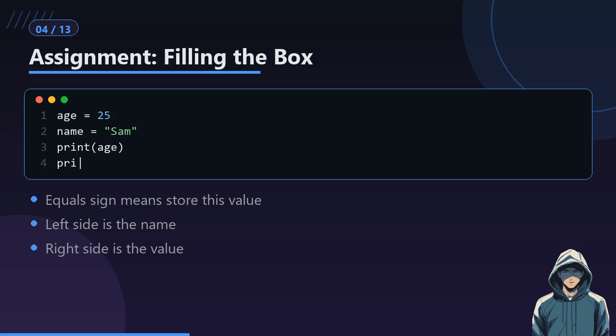To fill a box, we use the equals sign, which we call assignment. The variable name goes on the left, and the value goes on the right. So age equals 25 means put the number 25 into the box named age. In short, the equals sign always means store this on the right into the name on the left.